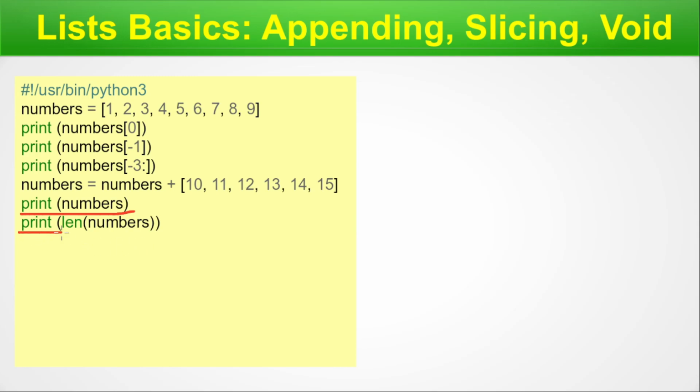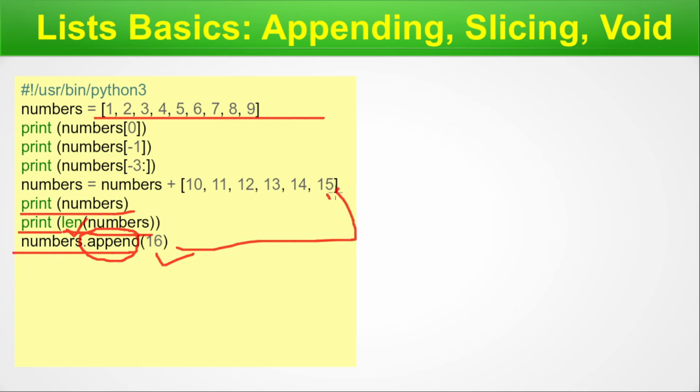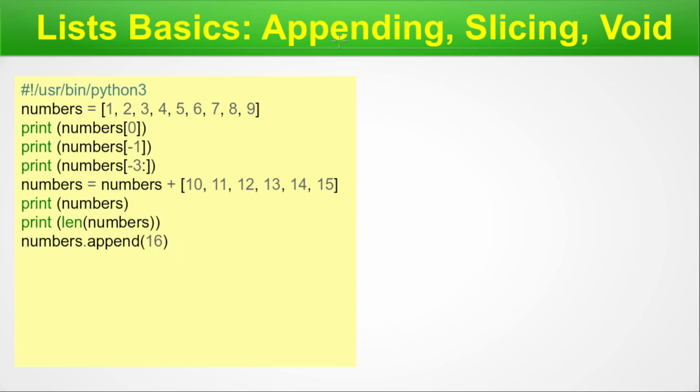Next, we have the length calculation, that is len, and then numbers. This will determine how many members or elements are there inside a list. So the len operator will do that. Then numbers.append. Since this is an object oriented language, we are using the append method to append 16. That means here we have up to 15, and then we add 16 at the end of this particular list. So you can see appending is done. Then we again print the entire list.